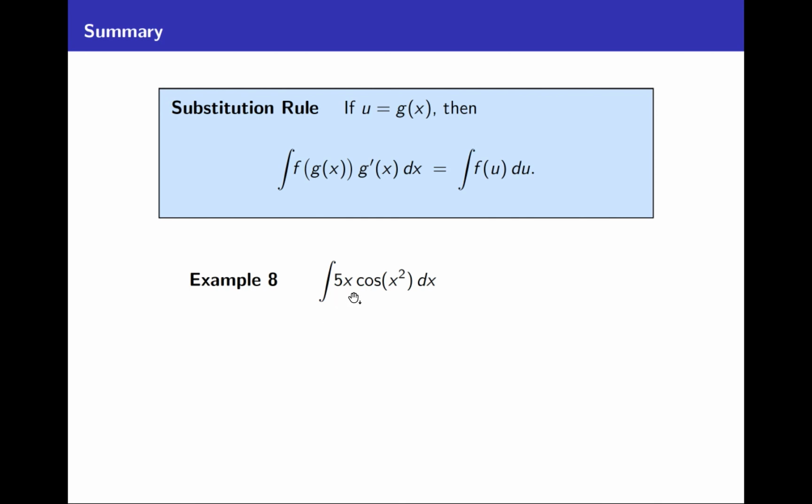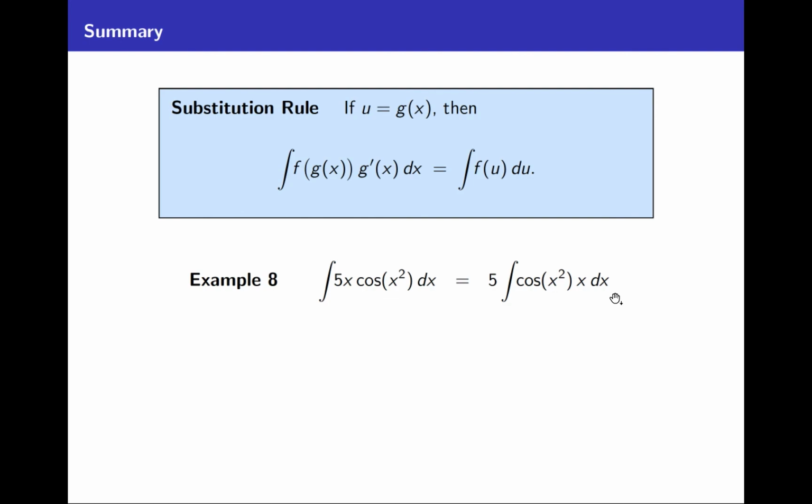Integral of 5x cosine x squared dx. After you've done a bunch of substitution problems, you'll realize that that 5 is doing nothing for you, and you're going to factor it out at the beginning. And the x, you expect that to be part of your du, so we're going to bring that over to the dx, and we get 5 times the integral of cosine x squared x dx.